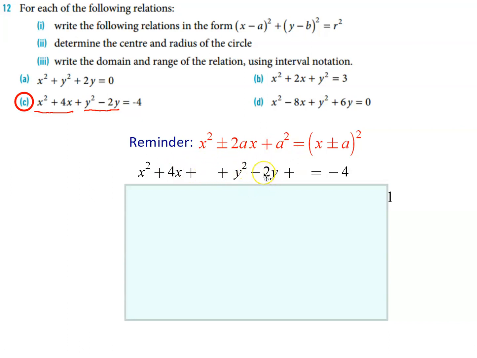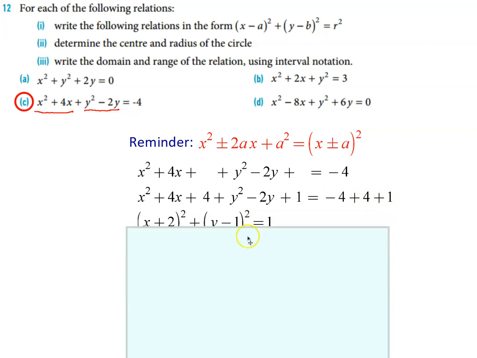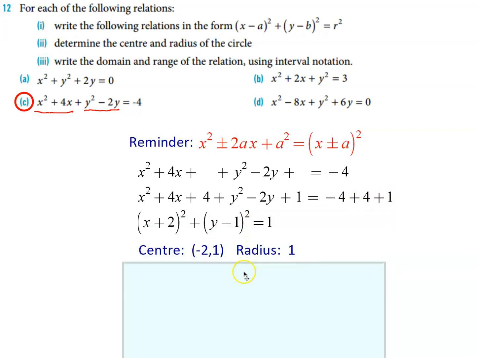And half of negative 2 is negative 1, squared is positive 1, and that gives us that. So we put a 4 in there, we put a 1 in there, and of course if you're going to add 4 to the left side, you've got to add it to the right side. If you're going to add 1 to the left side, you've got to add it to the right side. So all of that becomes that, and all of that also becomes that. And that just becomes negative 4 plus 4 is 0, plus 1 is 1. And there's the equation just there.